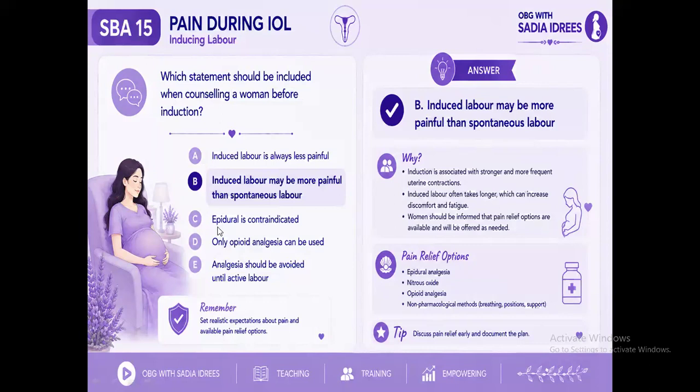So eliminate C, D, and E. The woman does not have to wait until some arbitrary point in active labor because she is allowed analgesia. This is a part of good informed consent. We should not only tell a woman we need to induce you, we should explain why, how, and how long it might take, what examination and monitoring may be needed, what the possible complications are, and what the experience may feel like. Good induction care starts with good counseling.